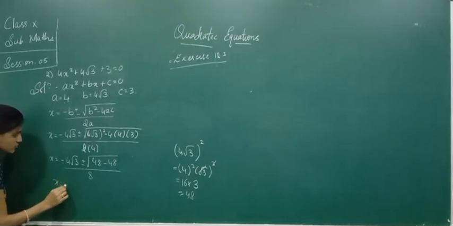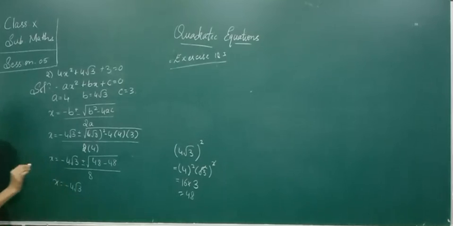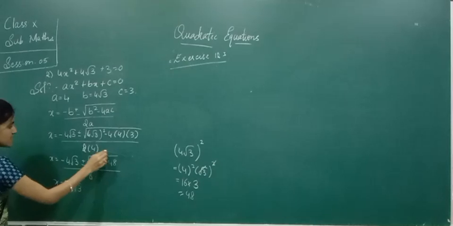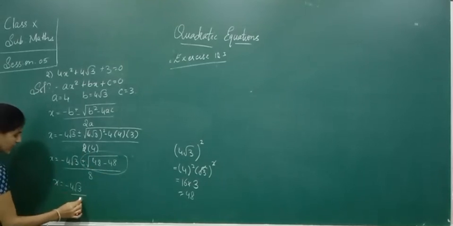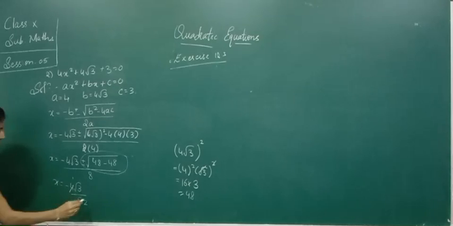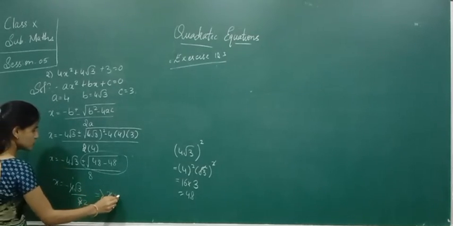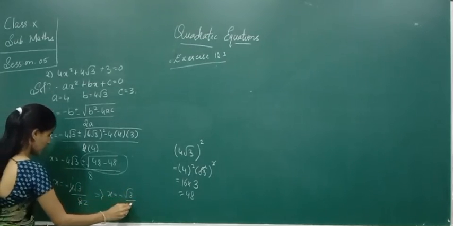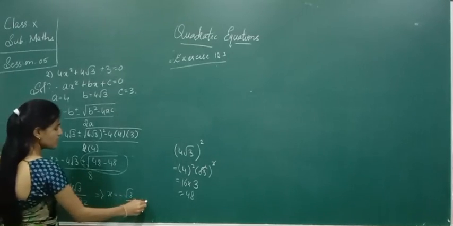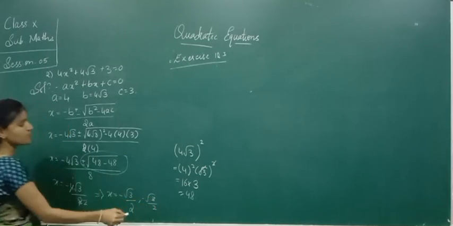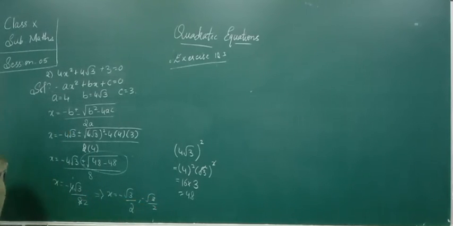See, x is equal to minus 4 root 3. What is going to happen here is plus 48 minus 48. This entire part is going to be 0 and I am left with 8. That is 4 1s are 4, 4 2s are 8. It implies x is equal to minus root 3 by 2. This is going to be the solution of this quadratic equation. Both the roots are minus root 3 by 2. These are going to be the two roots of this quadratic equation.